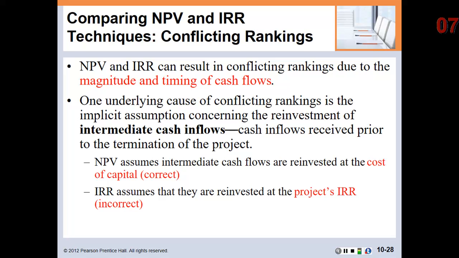Now, the assumptions here for net present value, it says that NPV assumes intermediate cash flows are reinvested in other projects and they earn at least the cost of capital, the cost of raising the money. That makes sense. Okay? That is a correct assumption to make.